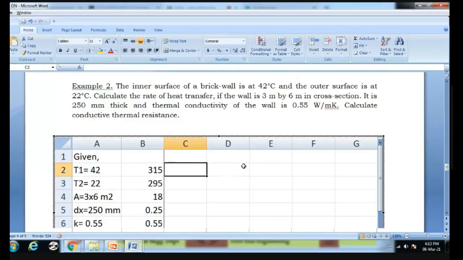And now we'll calculate what is asked. What is asked here directly? Conductive thermal resistance. Thermal conductive resistance is equal to what? You have dx divided by k into A, the whole term. Now dx you know, very good. k you know, what is the area, that also you know.